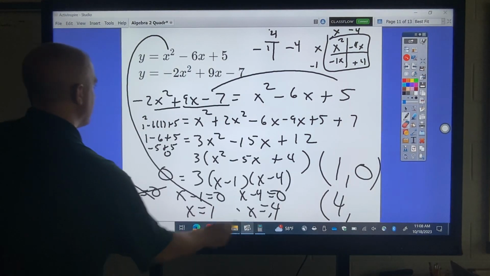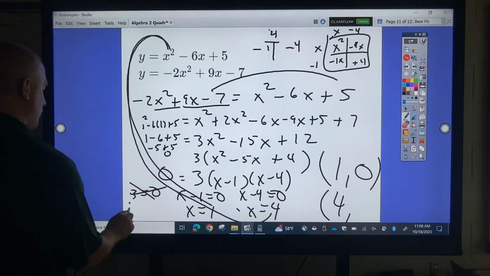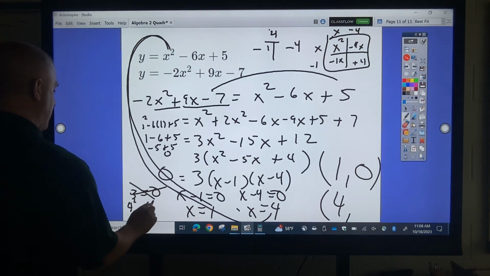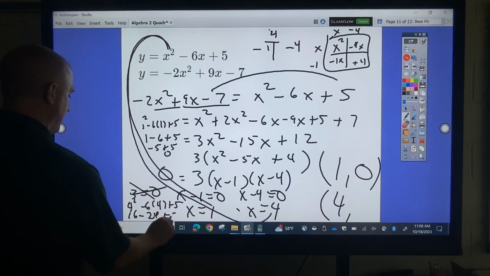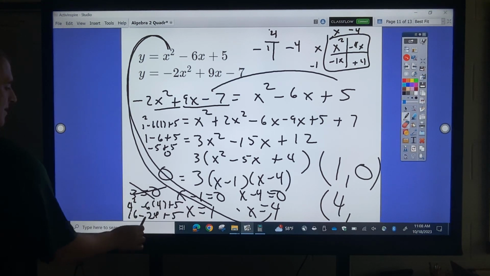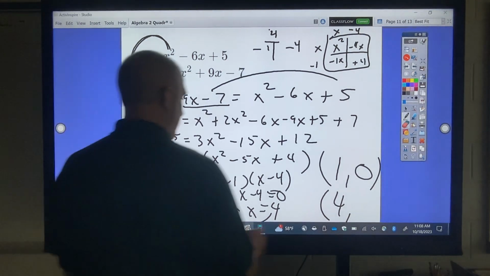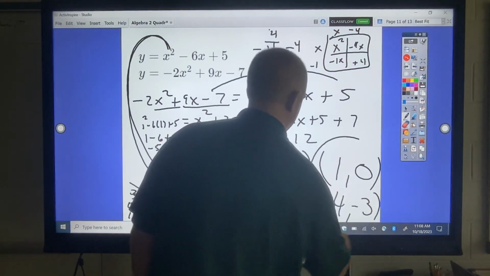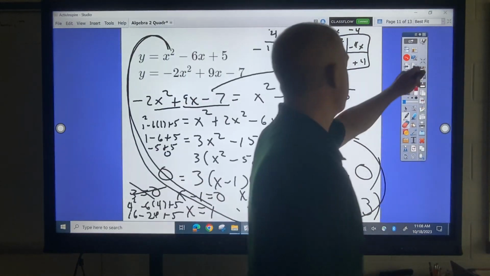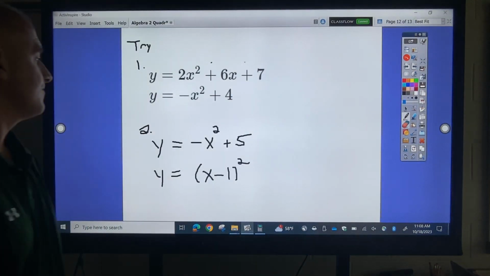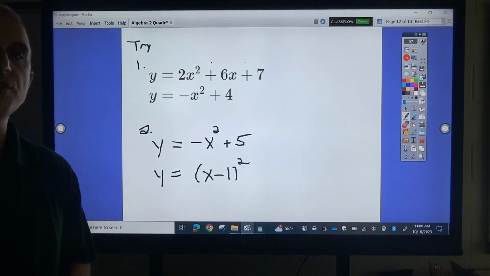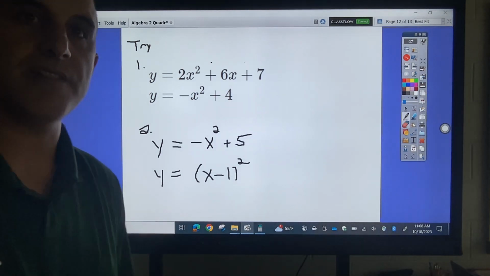Then I would take 4 and do the same thing. 4 squared minus 6 times 4 plus 5. Well, 4 squared is 16, minus 6 times 4 would be 24, plus 5. Okay? 16 minus 24 is negative 8, plus 5 would be negative 3. Okay? And so those would be the solutions there. And what you can do is go ahead and try these two on your own, and that is the end of the quadratics unit.